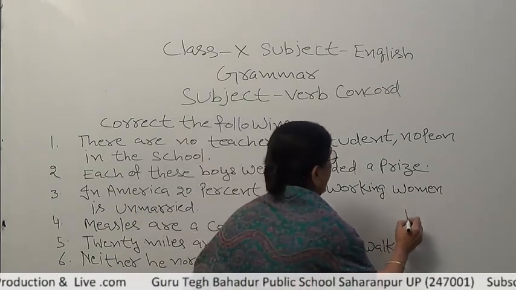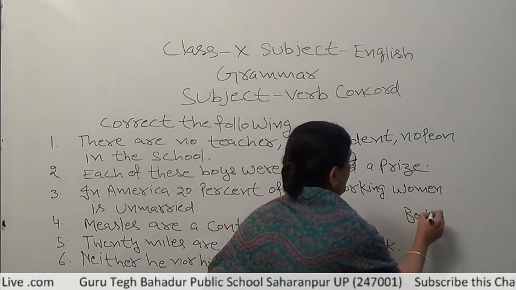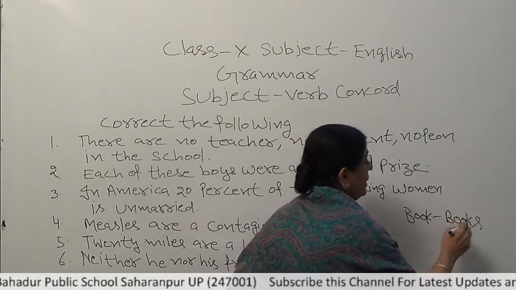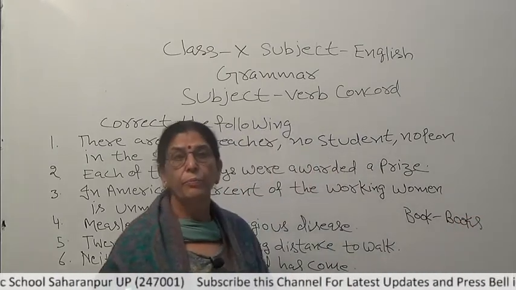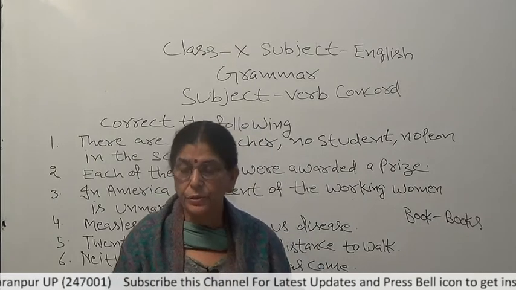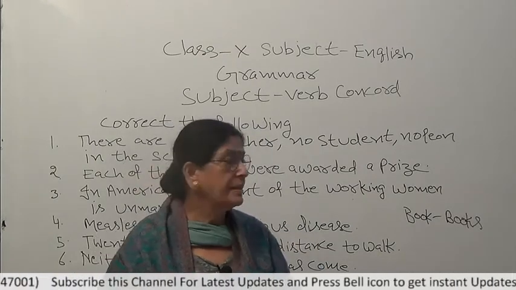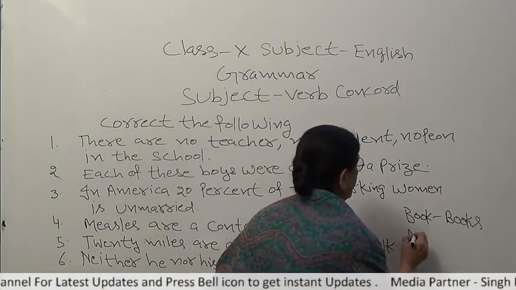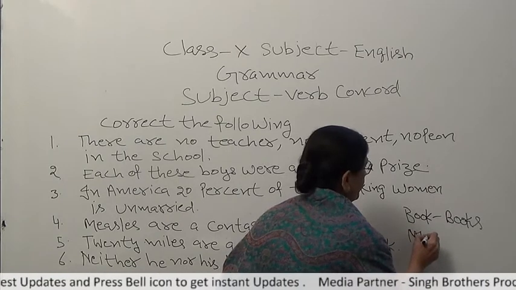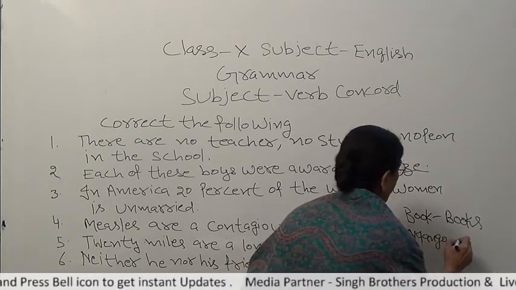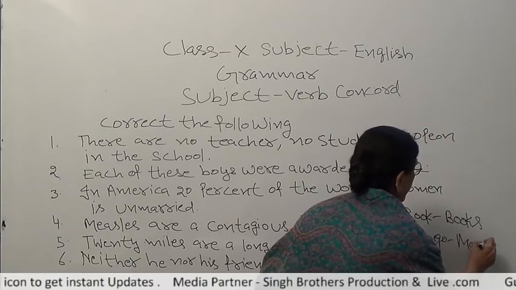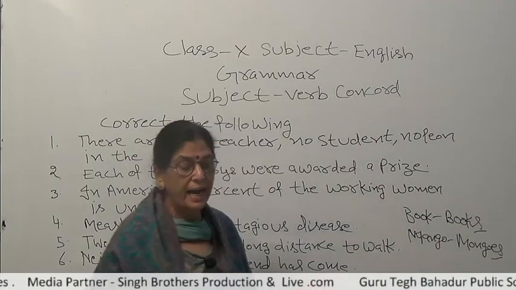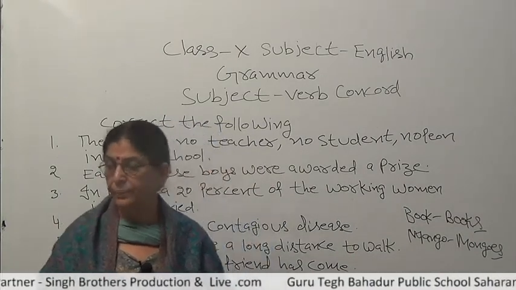When the word is book, and I add s, here I have made the thing plural. Book, books. You can take any example. Suppose the word is mango. Here I am adding es. Mangoes. Adding s and es has made the things plural.